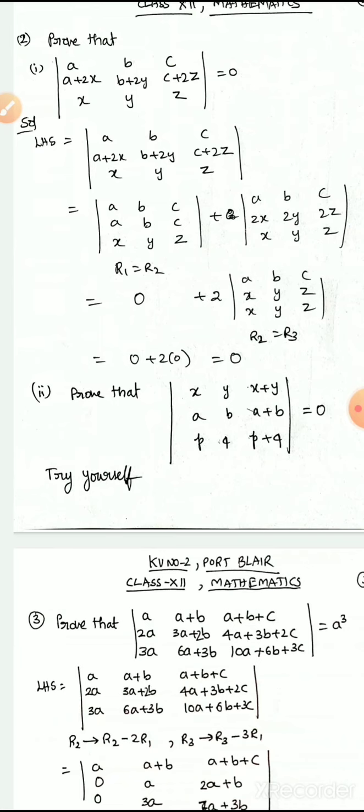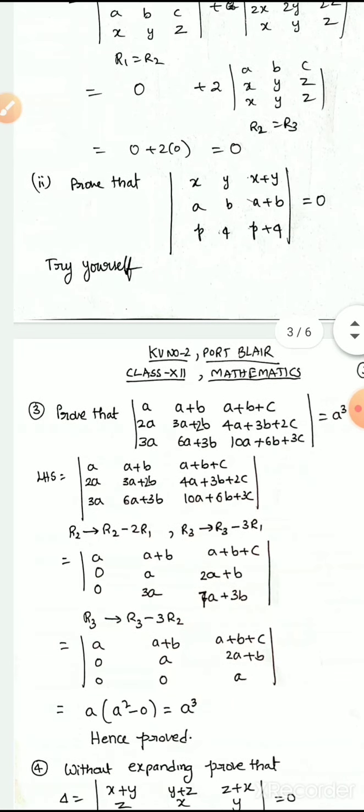Prove that the determinant with rows x, y, x plus y; a, b, a plus b; p, q, p plus q is equal to 0. How to prove this one? Again, by splitting the third column into two parts. After writing two determinants, you can see that the columns are identical. You can say the determinant value is 0.